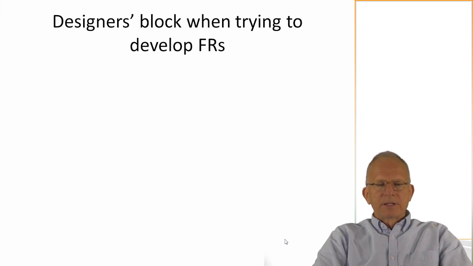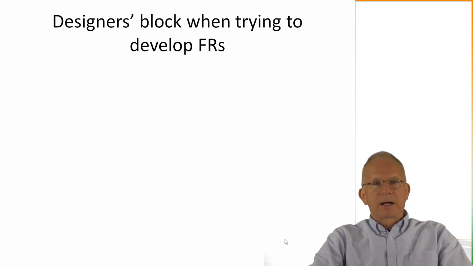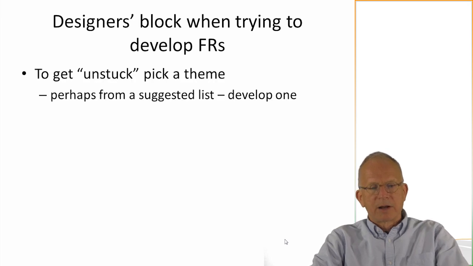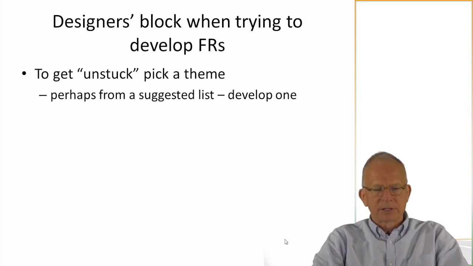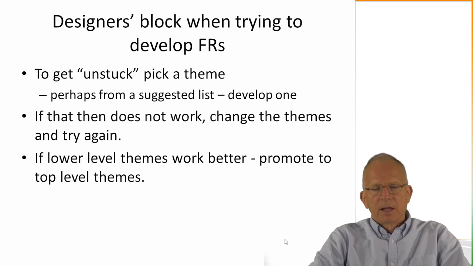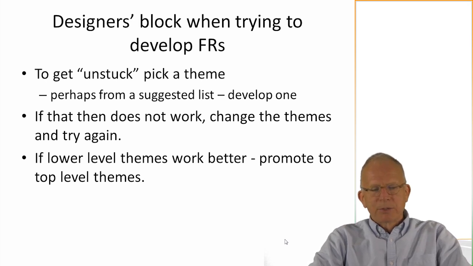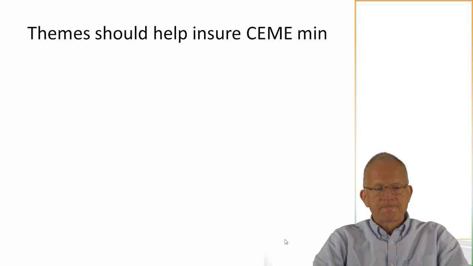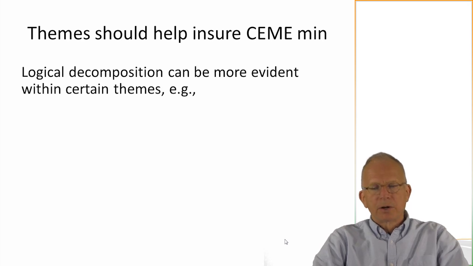So some people seem to develop some kind of designer's block, similar to writer's block, when they're trying to develop FRs. And so to get unstuck, pick a theme, perhaps from a suggested list. Develop your own suggested list. We just took a look at one. If that doesn't work, switch themes and try again. If lower level themes work better, promote to top level themes. Themes can help ensure that a design is see-me-min, or that a decomposition is see-me-min.